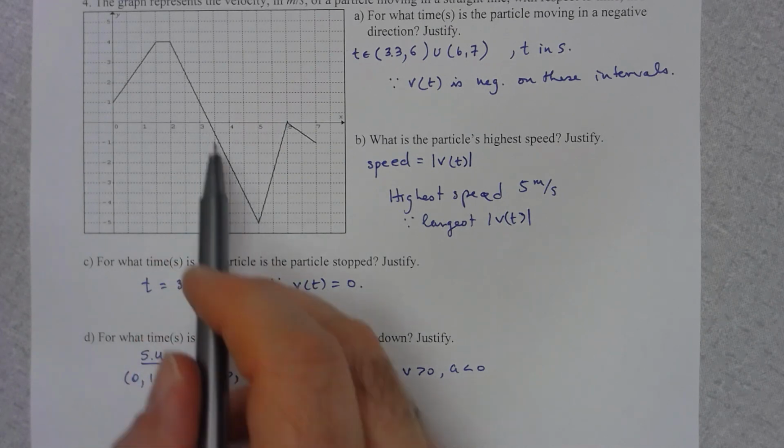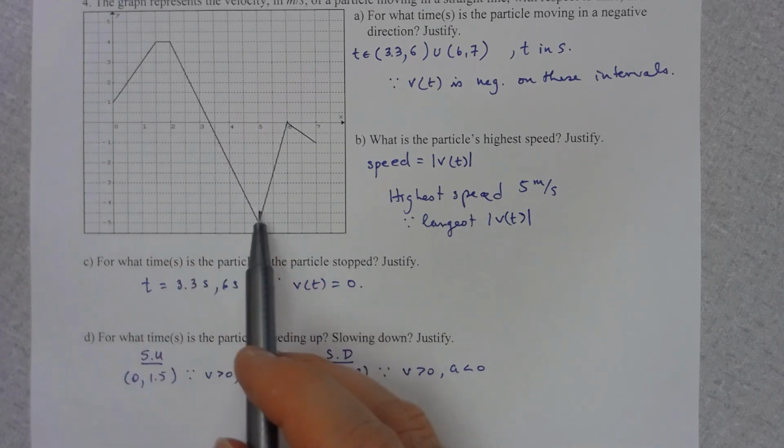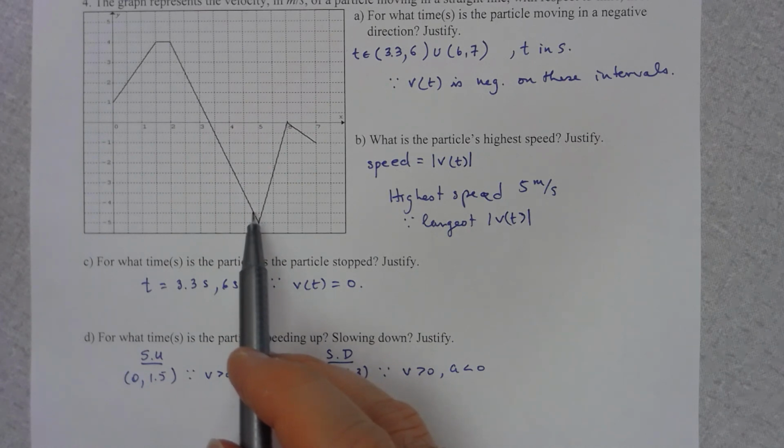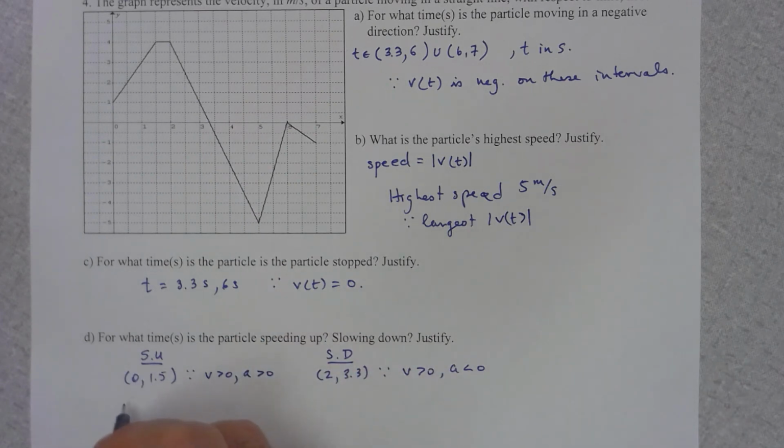Okay, in this section here, from 3.3 to 5, we see that the velocity is negative, and so is the acceleration, because the slope is negative. Okay, so that'll go under speeding up. So 3.3 to, what do we have? 5. Okay, and why is that? Because both the velocity and the acceleration are negative.